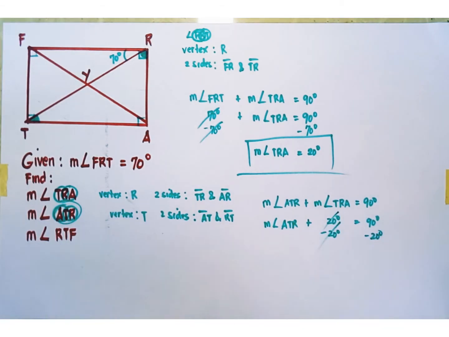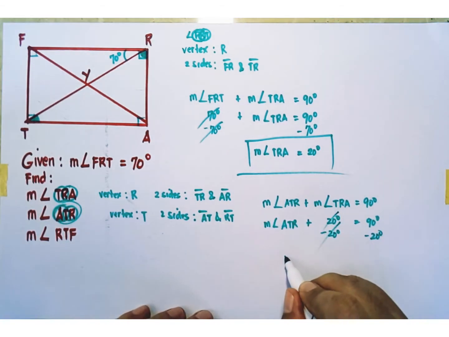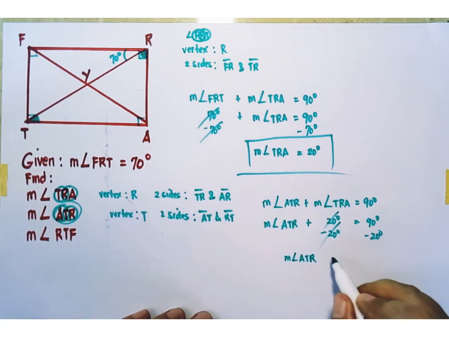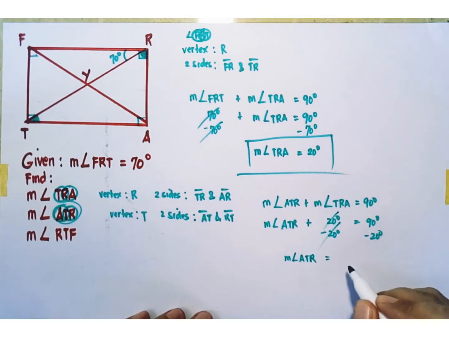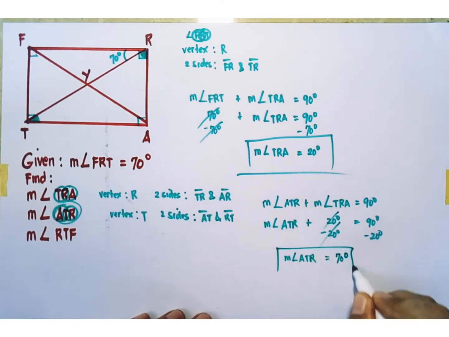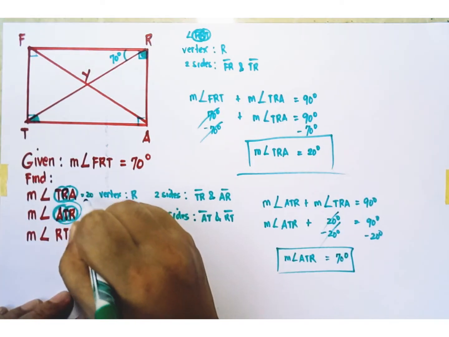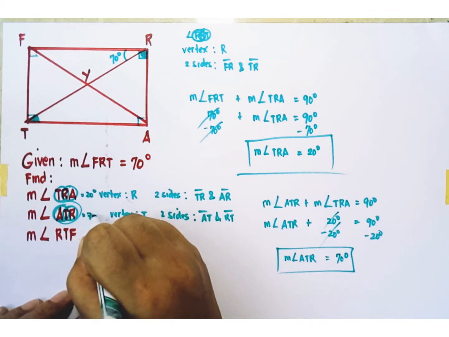Subtracting two equal numbers results to 0. Measure of angle ATR is isolated on the left side of the equation and its measure is equal to 90 minus 20 degrees, or 70 degrees. Okay, so this is equal to 20, this is equal to 70 degrees.